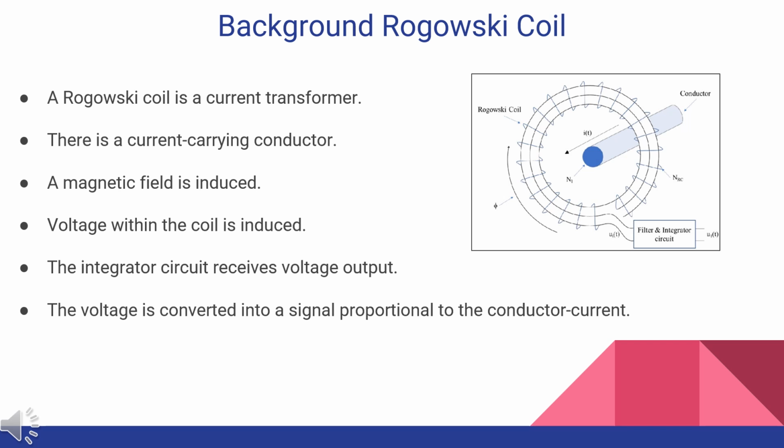The Rogowski Coil Integrator is for a Rogowski coil, which is a current transformer for alternating current. A large conductor is put through the center of the Rogowski coil, which induces a magnetic field due to the amount of current. That magnetic field creates a voltage in the coil, which is then driven to our Rogowski coil integrator. The integrator will then turn that voltage back into a current that's proportional and readable from the original conductor.